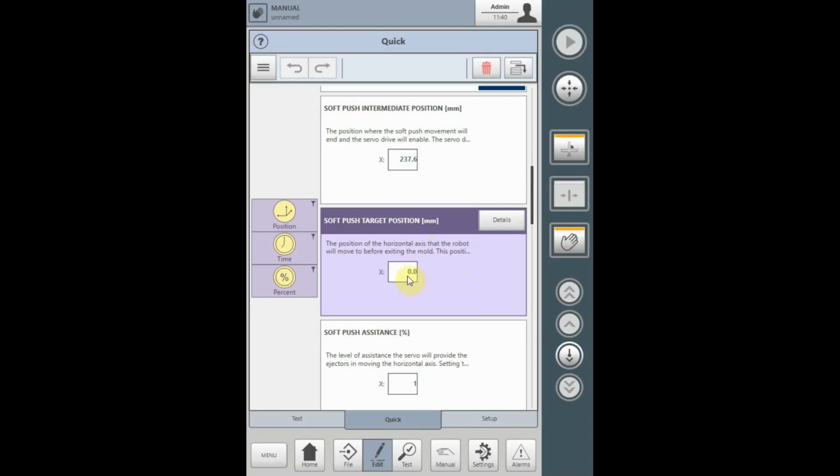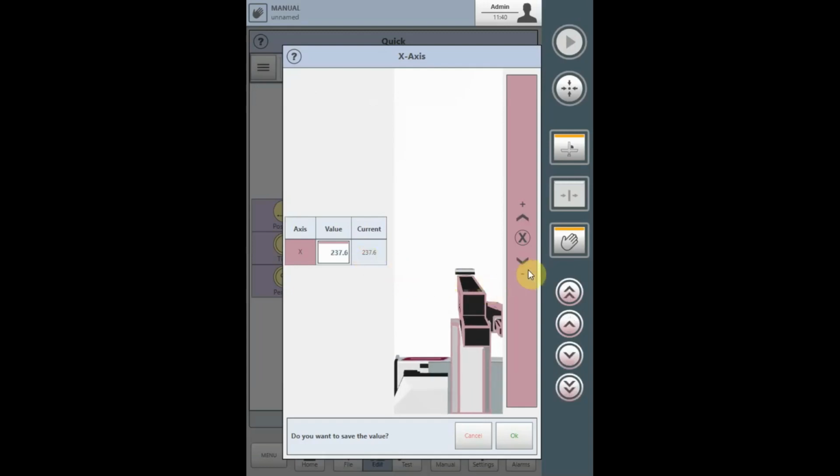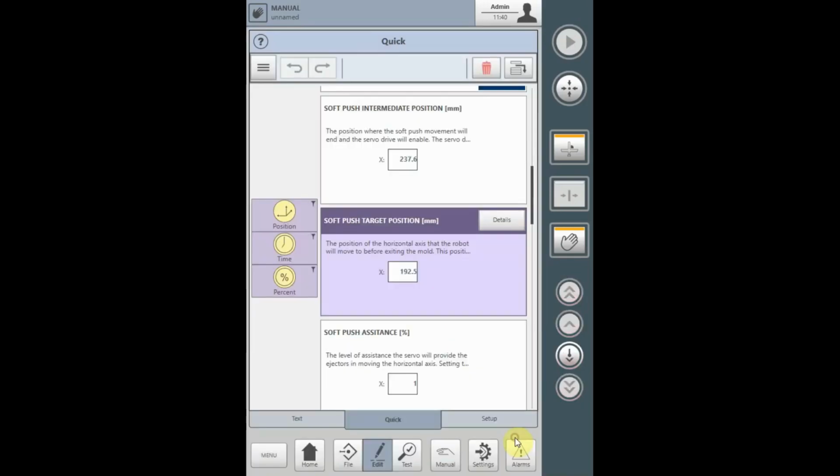To set this, select the horizontal axis input box, select the Set tab, and move the axes in the direction of the exiting to the target position. Make sure it is at least 20 millimeter difference from the intermediate position in the direction that the ejectors have pushed the axes.